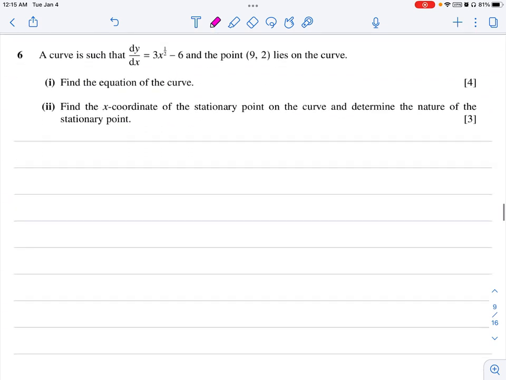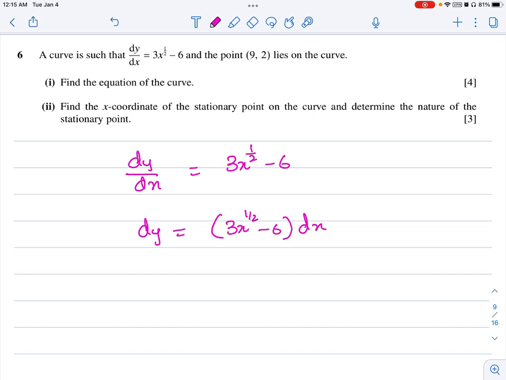Coming to question number 6. dy by dx is equal to 3x to the power of half minus 6, and the point 9 comma 2 lies on the curve. Find the equation of the curve. So dy by dx is equal to 3x to the power of half minus 6. So dy is equal to 3x to the power of half minus 6 dx. Do the integration. So y is equal to 3x to the power of half plus 1, which is 3 upon 2, divided by 3 upon 2, minus 6x plus c.